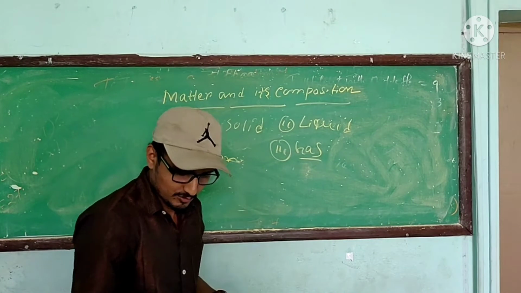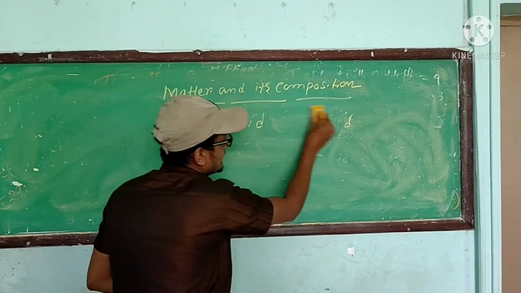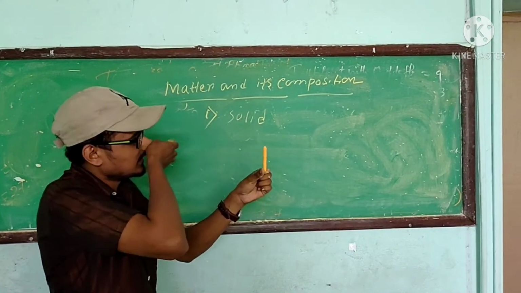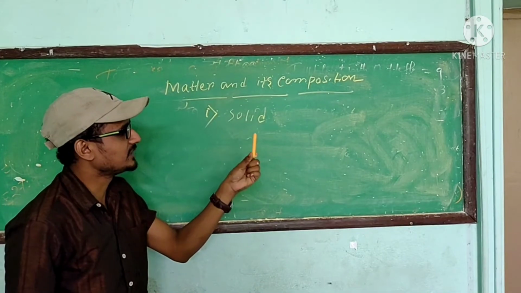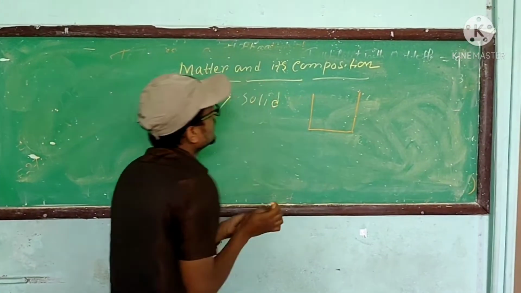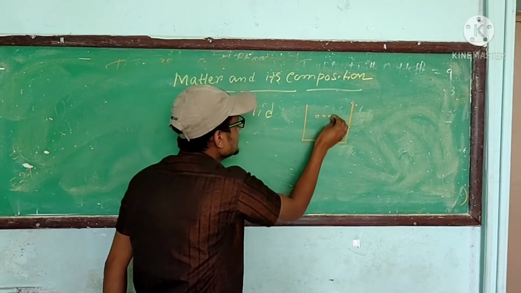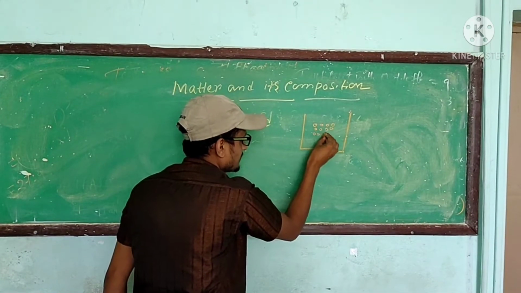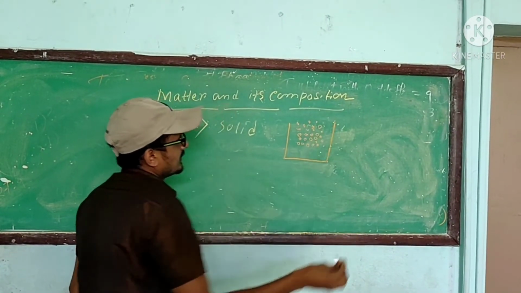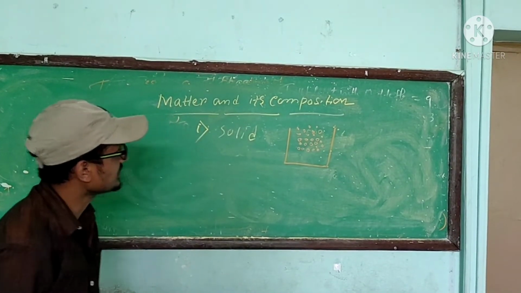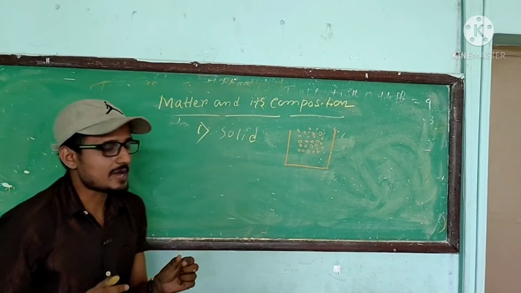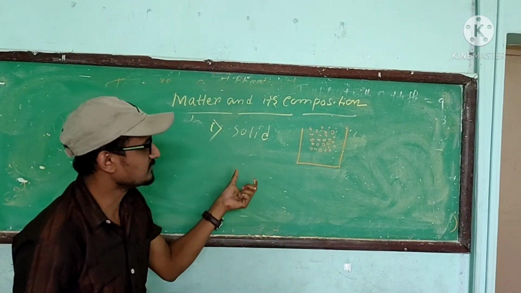Now we will discuss the intermolecular space and intermolecular attraction force. I have taken this chalk. This is solid, and it has a particular size and volume. The intermolecular attraction force between the solid molecules is highest because the intermolecular space between the solid molecules is very less. It is the least among the other states of matter, that is liquid and gas.